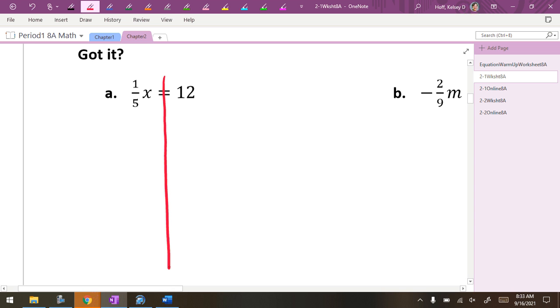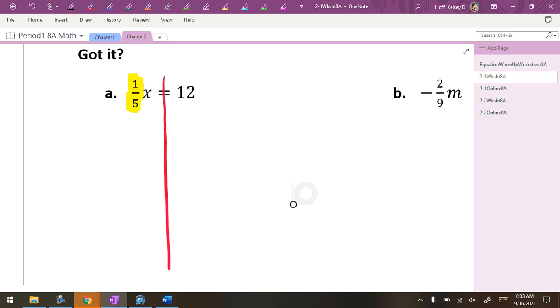Yep, got it, A. All right, Petro, your question is, I need to identify my coefficient. The coefficient is the number in front of the variable. In this problem, what number is in front of my variable? 1/5. Nicely done. Courtney, to get rid of that coefficient, I have to multiply by the reciprocal, which means I need to flip it. When I flip it, what do I get?